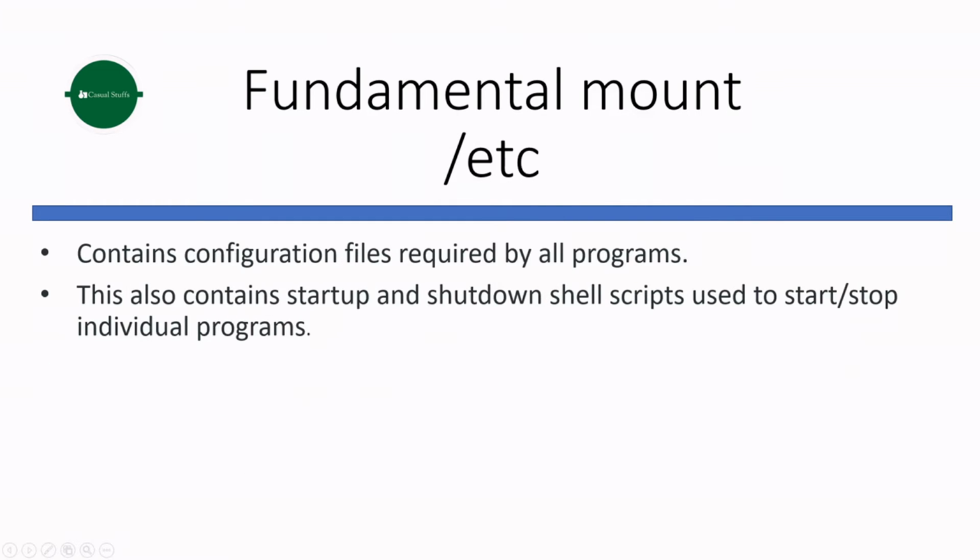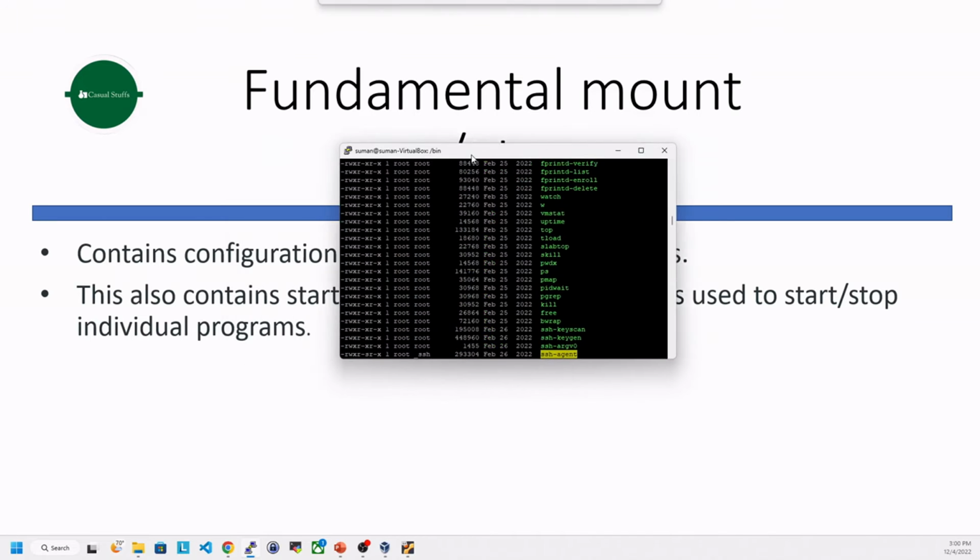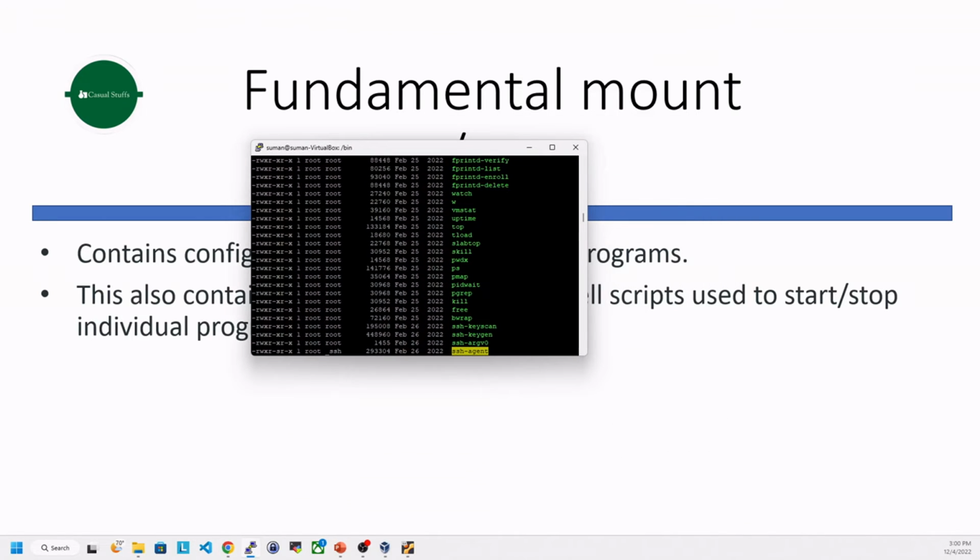So let's move to the next, slash etc. Slash etc is another important directory that we should know. It contains mostly the configuration files, and all the necessary configuration information required for any program to operate typically resides in the slash etc directory. It also contains multiple startup and shutdown scripts for programs. So let's have a demo on this directory also. Mainly /etc contains the configuration files that are needed by programs to operate smoothly.